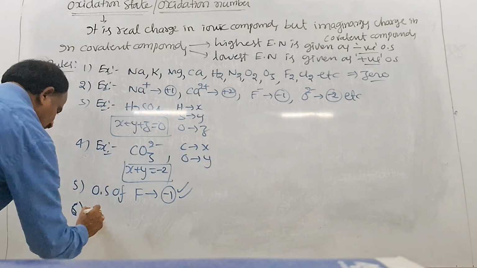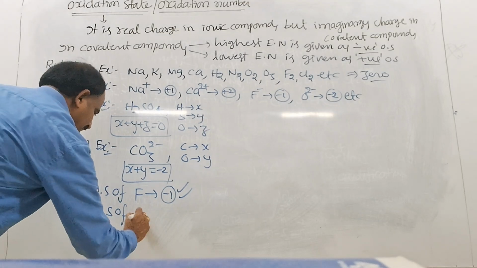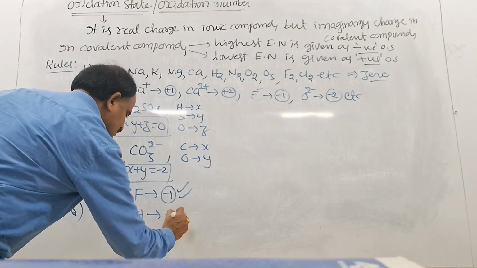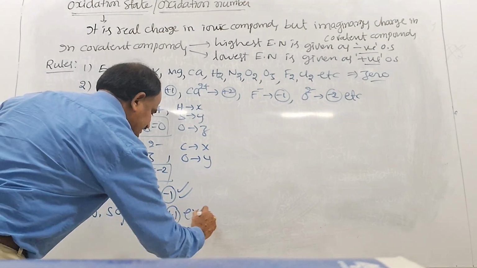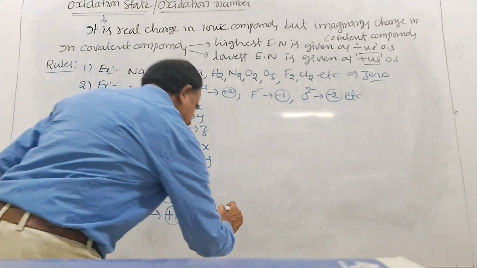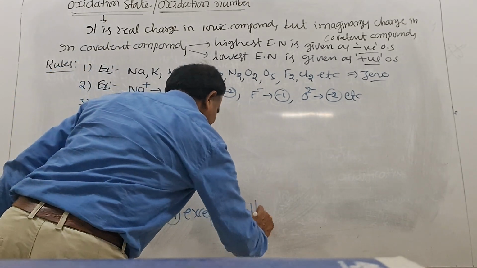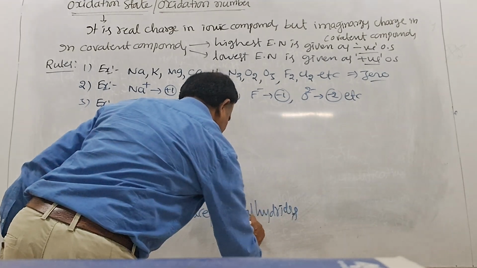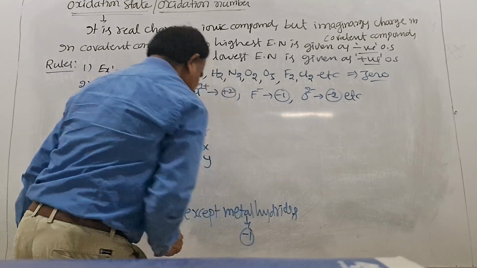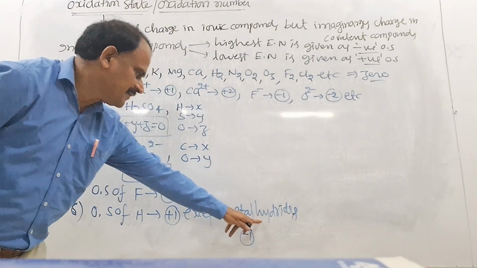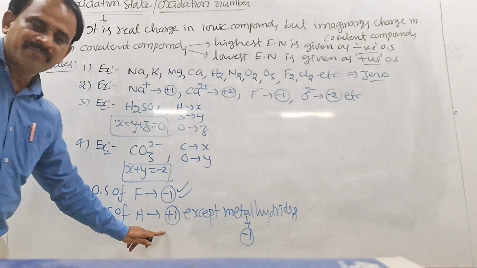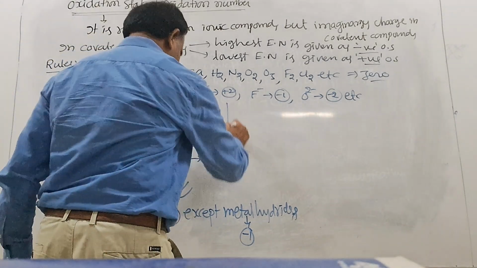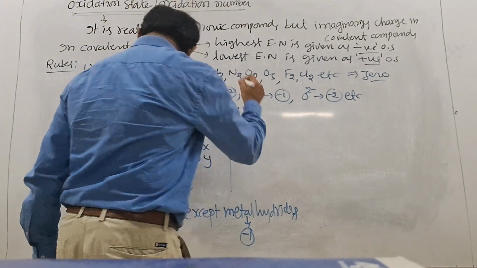Rule number 6. Oxidation state of hydrogen exhibits +1 in its compounds except metal hydrides. In metal hydrides, hydrogen exhibits -1. Other than metal hydrides, the oxidation state of hydrogen is +1. That is rule number 6. Next, go for rule number 7.